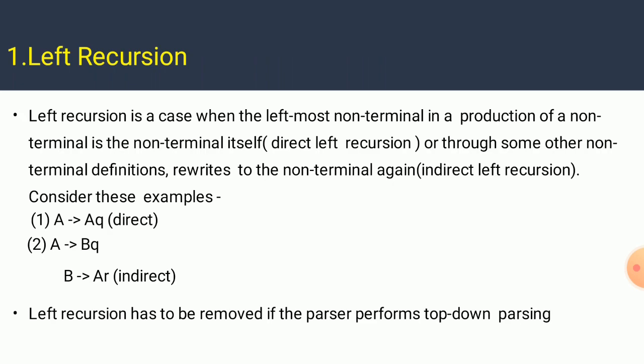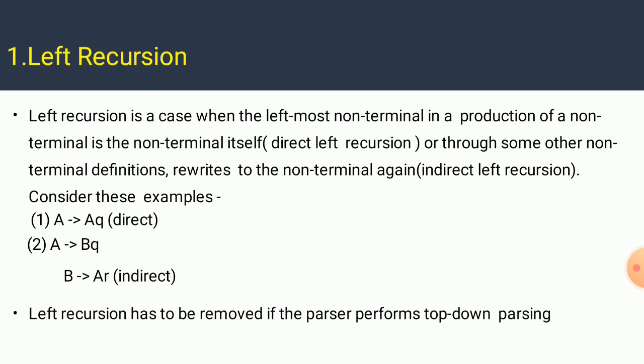Firstly we apply removal of left recursion. Before that we want to know the meaning of left recursion. As we already know, recursion is the procedure or condition where any variable calls itself. In the case of left recursion, if any variable calls itself from the leftmost side, then it is the condition of left recursion, but it may be direct or indirect.